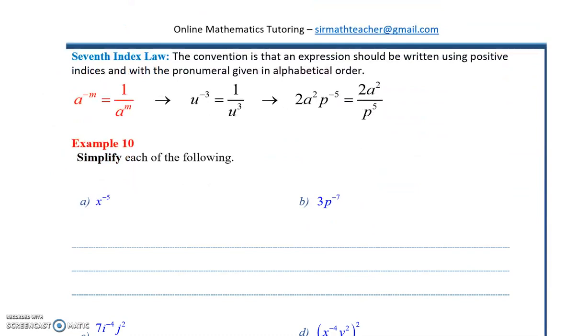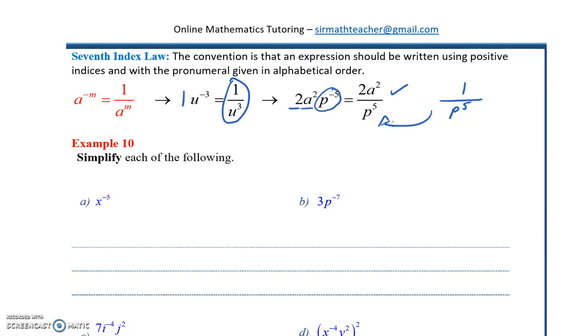The seventh index law: the convention is that an expression should be written using positive indices and with the pronumerals given in alphabetical order. So here, u to the negative 3 is really 1 over u cubed. Here, 2 and a squared are fine. 2 lots of a squared is our numerator, but p to the negative 5, written with positive indices, is really 1 over p to the 5, which is why it's written down in our denominator with a positive index.